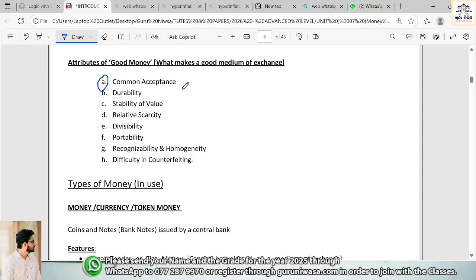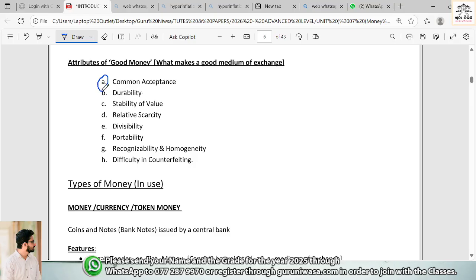Remember, Lama, if there's a higher rate of inflation, people won't accept money as a medium of exchange. The best example, as I showed you, is Zimbabwe. Inflation was rising at a striking rate in Zimbabwe. Then what people did was reject money as a medium of exchange. There's no common acceptance.